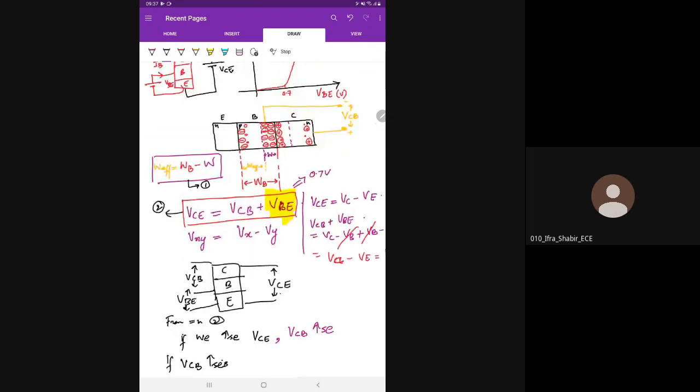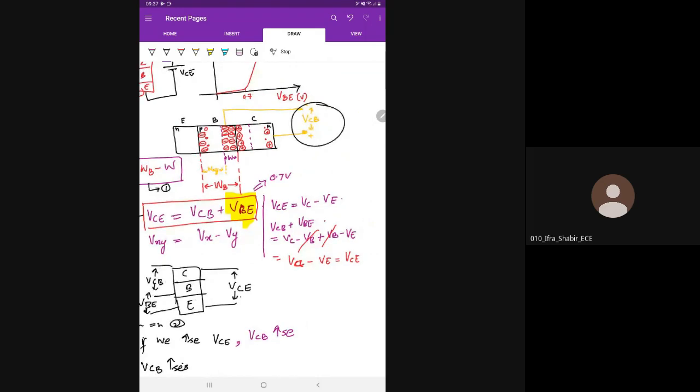And if VCB increases, what will happen to W? W is the depletion region. If VCB increases, what will happen to the depletion region? Roll number 6 is here. If VCB increases in the diagram, what will happen to the depletion region W? Afnan? What will happen to W if VCB increases? Sir, it will increase.